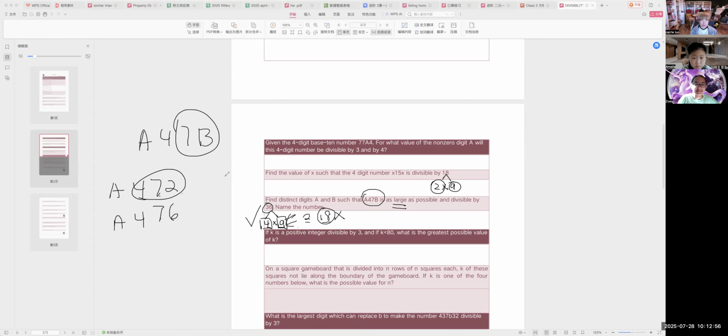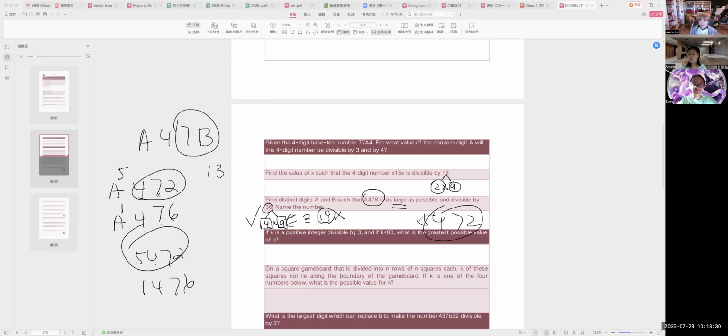So 472: 4 plus 7 plus 2 equals 13. Right? So A could be 5. And 4 plus 7 plus 6 equals 17, so A could be 1. And that's it. Right? Okay, so 5472 and 1476. Which one's bigger? 5472 is bigger. So you get the answer.